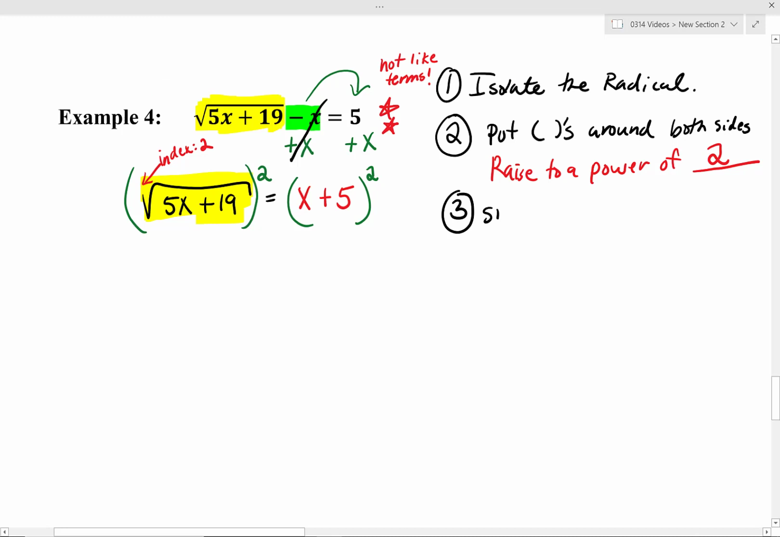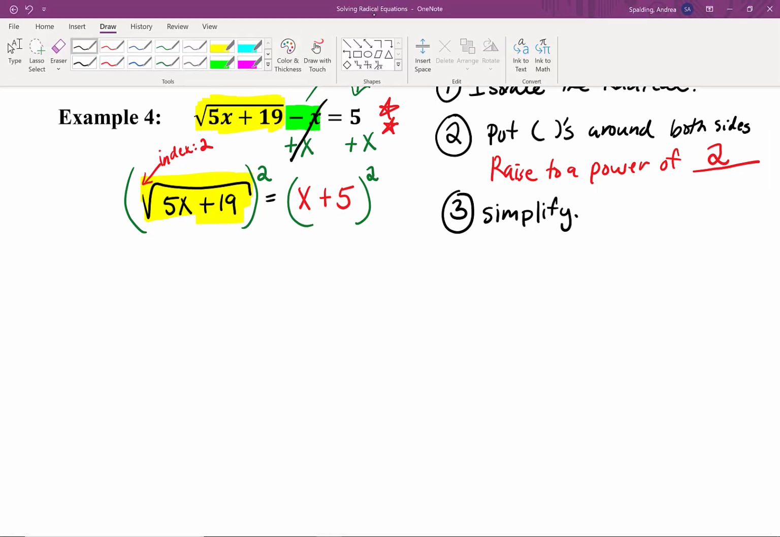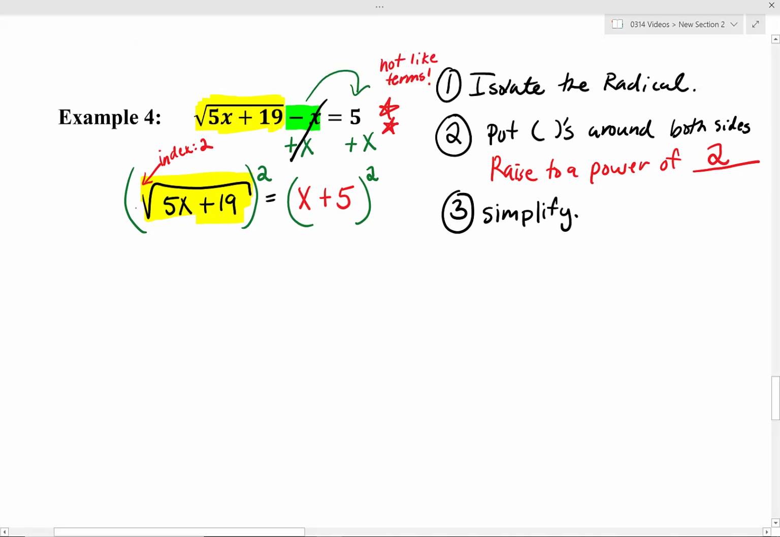Alright, now step 3 says we need to simplify both sides. On the left-hand side, we're using that shortcut again. Because the index and the power match, they're going to cancel each other out, so we're left with just what's underneath that radical symbol. So we're left with 5x plus 19. So that's the left side simplified. Now what about the right side? We want to be careful here.